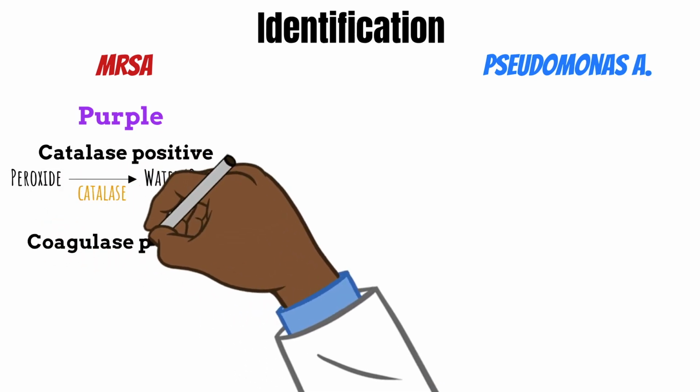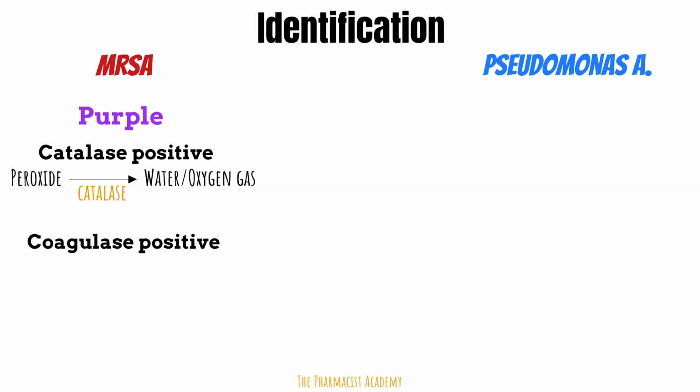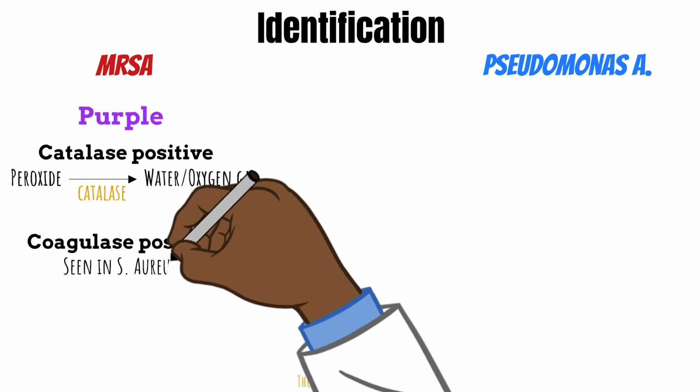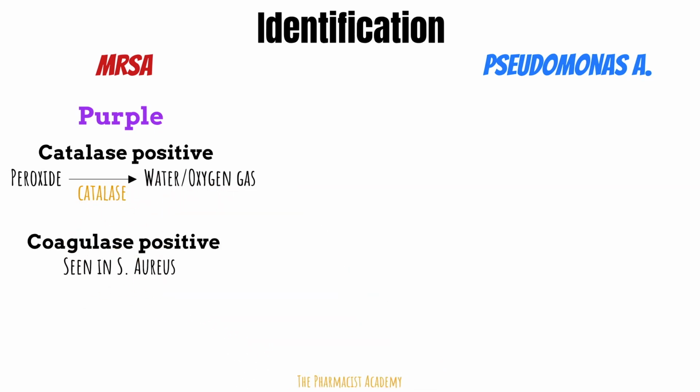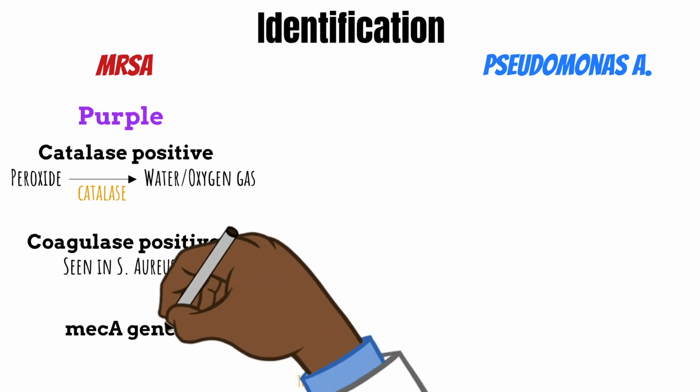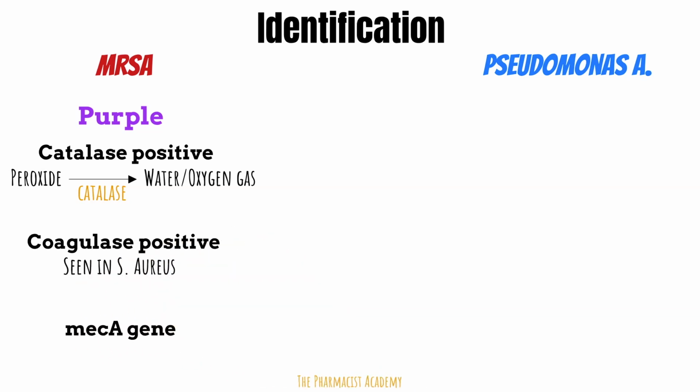MRSA is coagulase positive. So unlike the catalase enzyme, which is present in all Staphylococcus species, coagulase is mainly for Staph aureus and other less common species. MRSA also has this gene called the mecA gene, which we will discuss the significance of later.